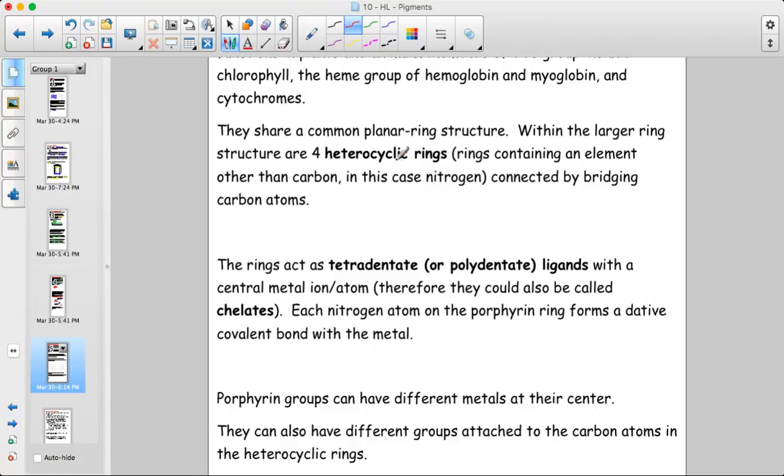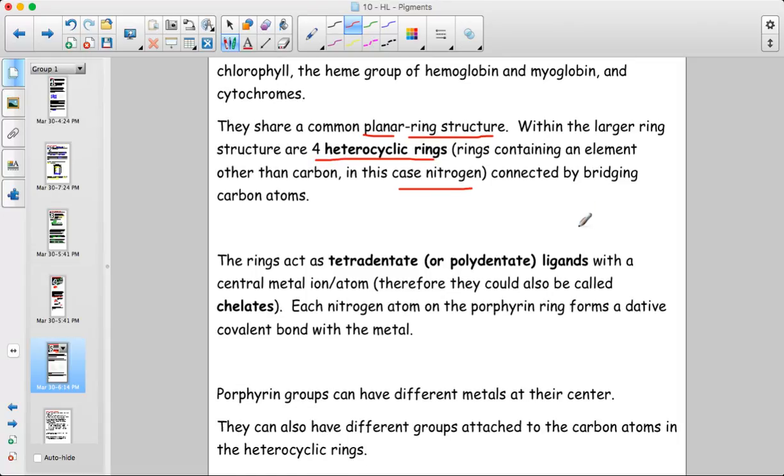What they all have in common is a planar, so a flat ring structure. Within a larger ring structure are 4 heterocyclic rings. A heterocyclic ring is a ring that contains an element other than carbon. In this case, the other element is nitrogen. And there are some other bridging carbon atoms between them.